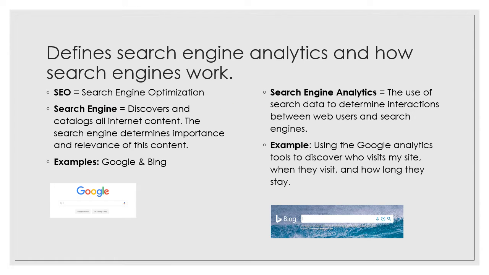Search engines such as Google and Bing discover and catalog all internet content. The search engine determines importance and relevance of this content. Search engine analytics, which is the use of search data to determine interactions between web users and search engines, is how the engines determine what content is important and who should see it.